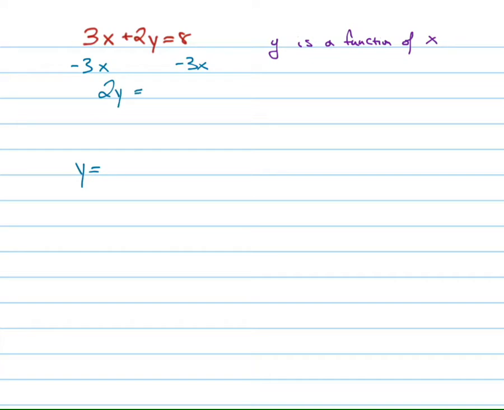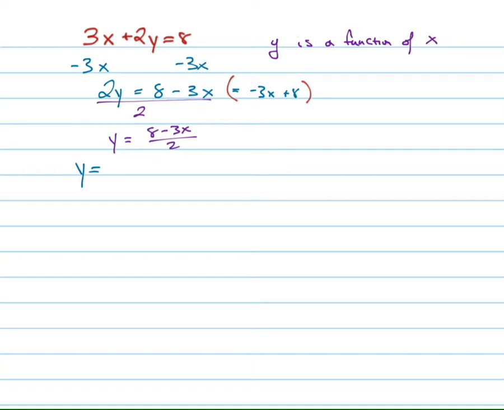So we get 2y equals 8 minus 3x. Or you could write negative 3x plus 8. Either way. Again, we're trying to get y by itself. I'm just going to put that in parentheses so we know that's an alternative form, not a requirement. So what am I going to do now to get y by itself? Divide both sides by 2. So if I divide both sides by 2, I get y equals 8 minus 3x over 2.